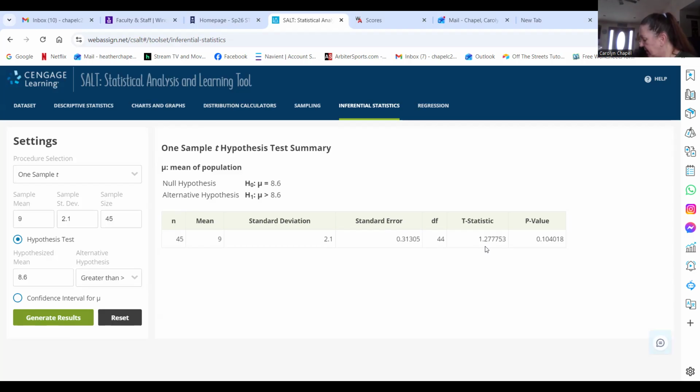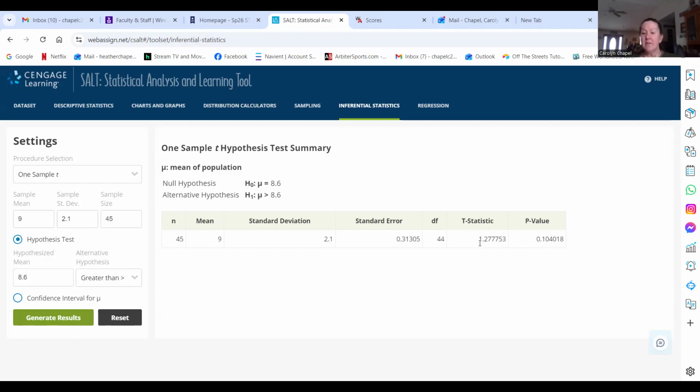So from SALT, I'm going to pull that value off, 1.277753. And I'm also going to get step 4. I'm going to pull off my p-value from here, which is 0.104018. So I get my test statistic and the p-value associated with it.